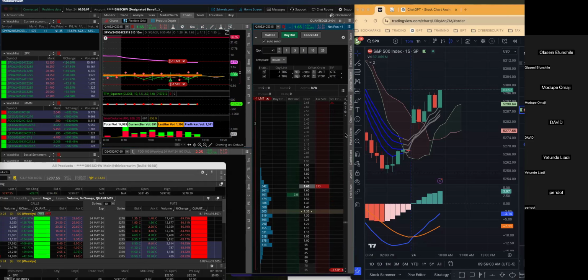So now we talk about the trailing stop. My stop was down here, so I'm going to move it up. Ideally, I want to move it up to my entry point, which is 135.